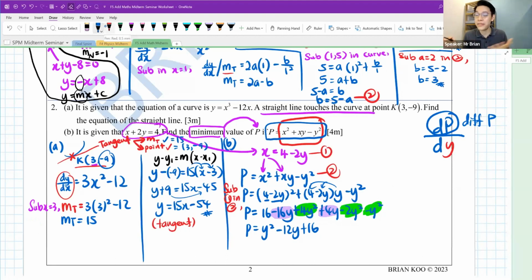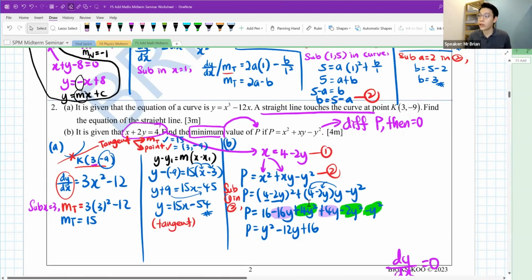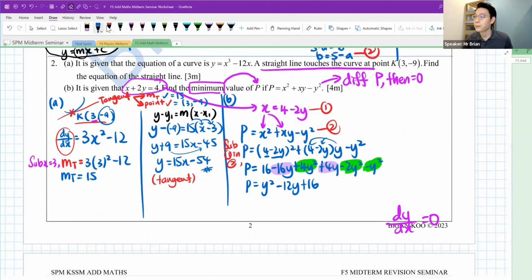Have I started differentiation? No, but at least I know exactly what to do. From the start, I already knew I was going to differentiate the P, and I'm not going to do dy dx equals 0. I'm going to do dp dy equals 0. Differentiate P, then you equate it to 0. That's why it's not always dy dx equals 0. In this case, it would be dp dy, which means you differentiate P with respect to y.